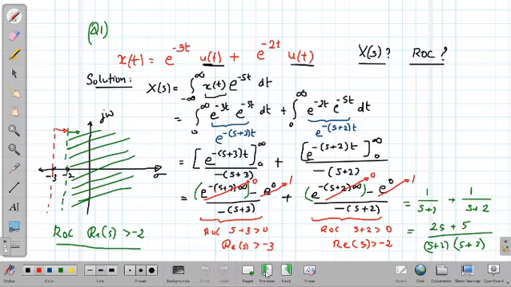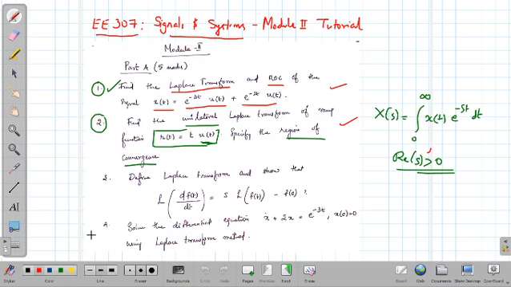Okay, let me go to the next question. So let me erase this from here. It was supposed to be in the previous page.